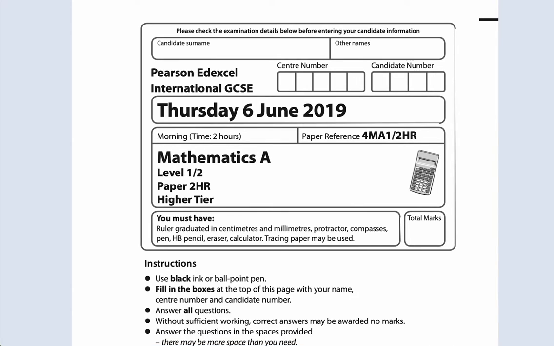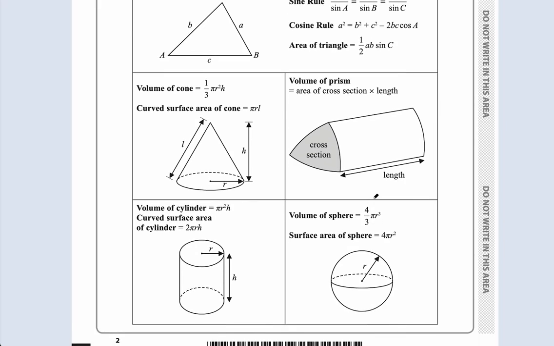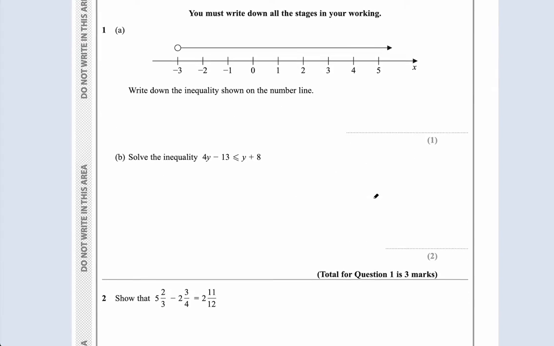Hi guys, okay, we are doing June 2019 2HR, so just make sure you're looking at the code and make sure it matches up to the one you were doing. This is the formula sheet and we have question 1a.